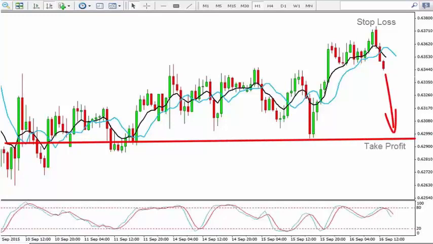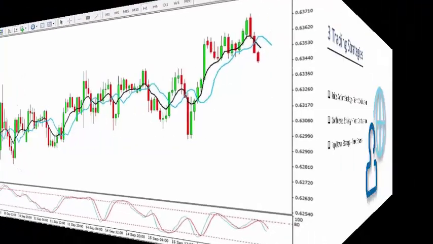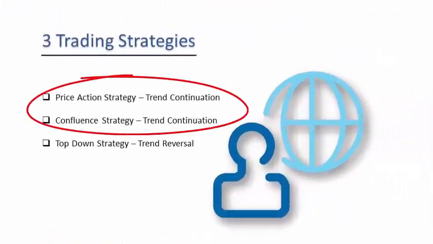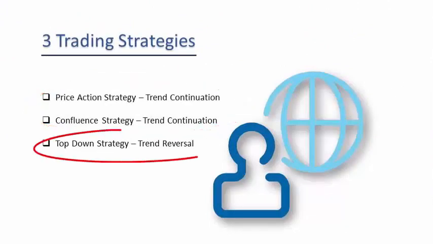In the next and final session, I will show you step by step how to place a trade and how to enter your stop loss and take profit target. Where the price action and the confluence strategies are trend continuation strategies, the top-down strategy is a reversal strategy, and you can trade this strategy successfully on any of the major and minor currency pairs. So let me quickly show you how to add the moving averages to your charts.